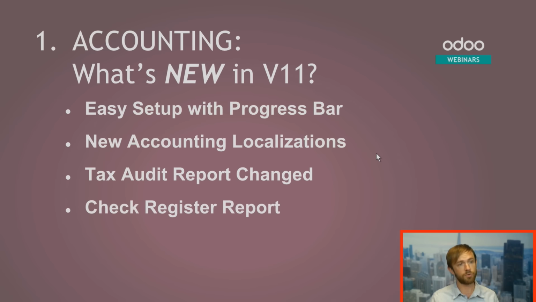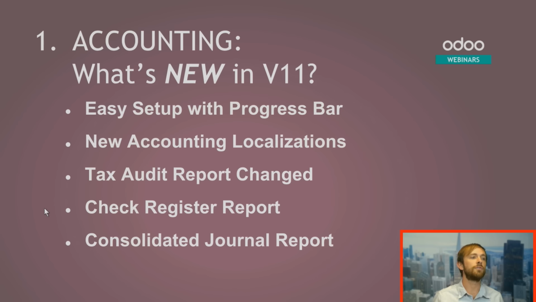The check register report is a brand new report. Check register is actually just old accounting terminology. It's a way of looking at your bank transactions line by line, debits and credits with a running balance. I'll show you that later on too. Finally, the consolidated journal report is another new report that we have. It allows you to report based on journals or on a month-by-month basis, and I'll show you that too.